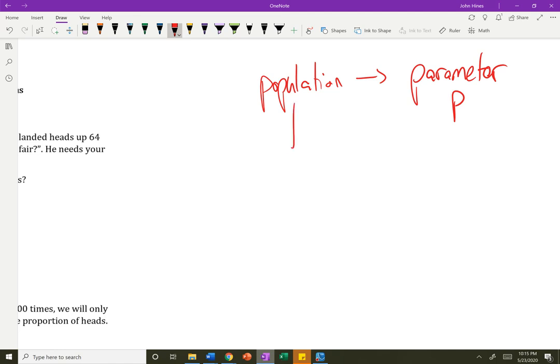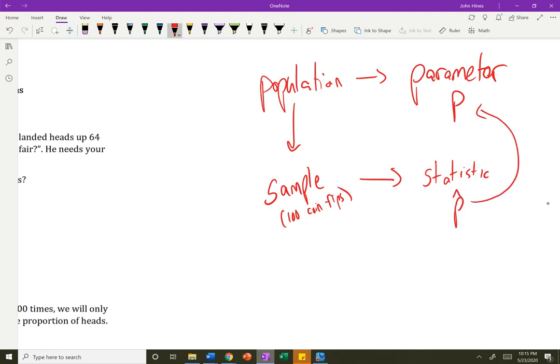So what I do is I take a sample. In this case, I did 100 coin flips. That's my sample. And from that sample, I can compute a statistic, a sample statistic. I can compute a sample proportion. I'm going to compute a p hat, and I'm going to use that p hat to make a judgment about the parameter.